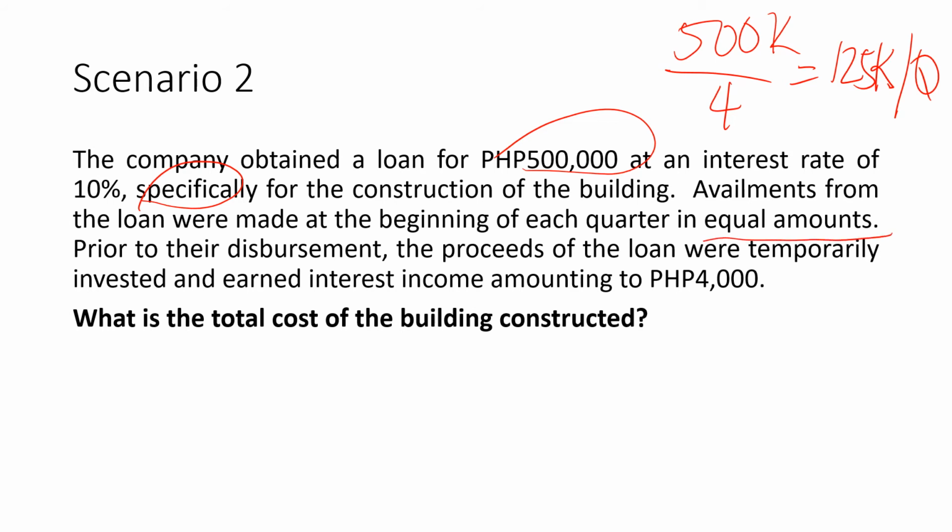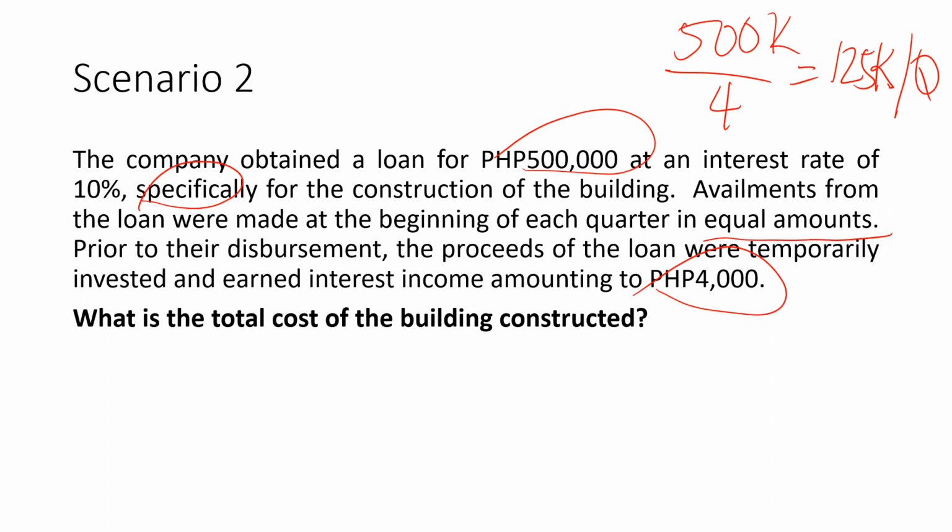Prior to their disbursement, the proceeds of the loan were temporarily invested and earned interest income amounting to 4,000. So, may interest income ulit. Yun nga lang, yung interest expense natin, hindi kagaya dun sa scenario 1, di ba ginawa ko lang dun, 500,000 times 10%. O 400,000 times 10%. Kasi, nakuha na natin yung proceeds of the loan at the start of the year pa lang. Pero ito hindi. Bakit hindi? Kasi nga, at the beginning of each quarter lang tayo nakakuha ng funds out of yung loan amount na 500,000.